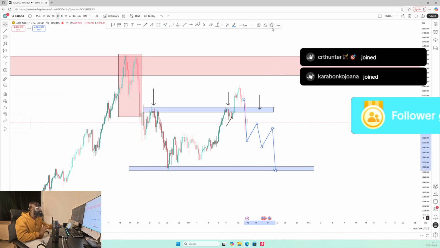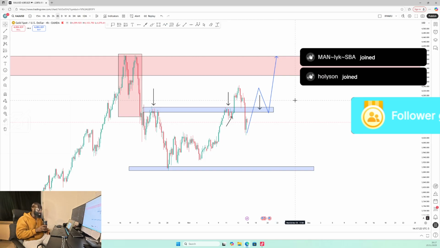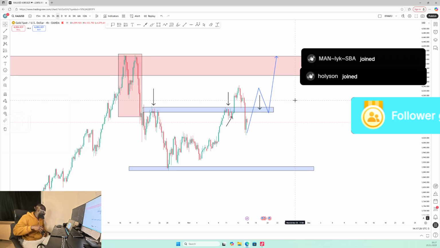If price doesn't present itself like this, but rather we see buy pressure break above this resistance again, I'll wait for a pullback and I'll be looking for buy opportunity. With this, I'm done with gold. If you have any question concerning gold, you can bring it on board for us to discuss before I move on to the next pair.